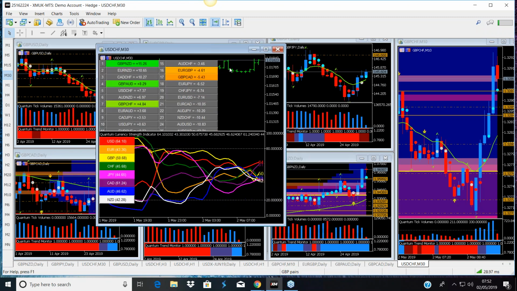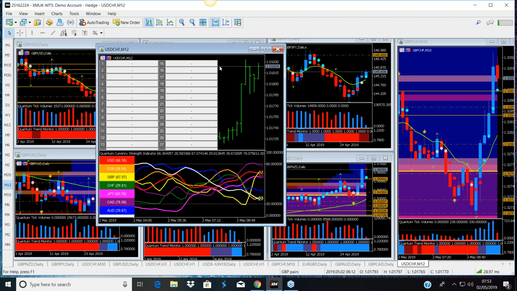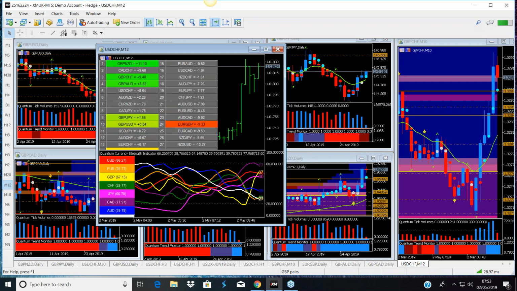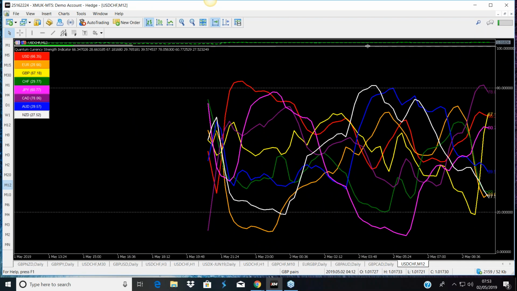The only thing about the docking is when you push it back into your profile, you have to undock it, and then you can change the time frames. There we are. This is the 12-minute. Okay, let me just move that out of the way.